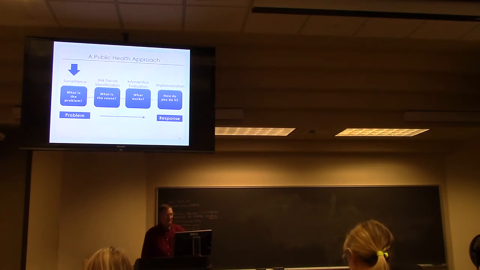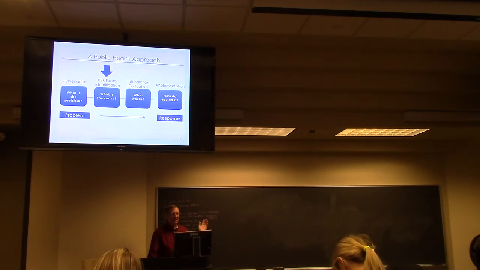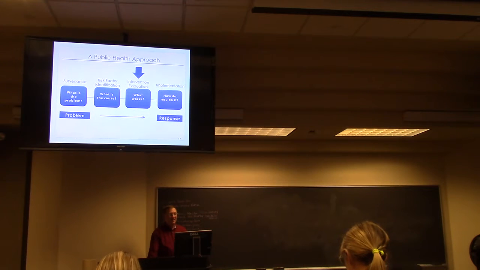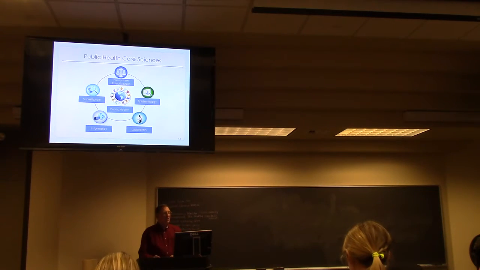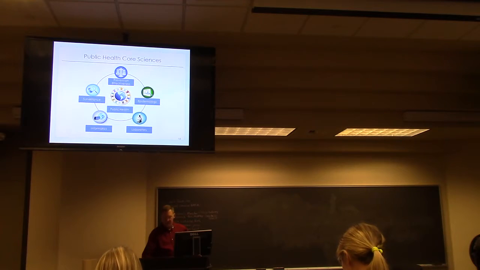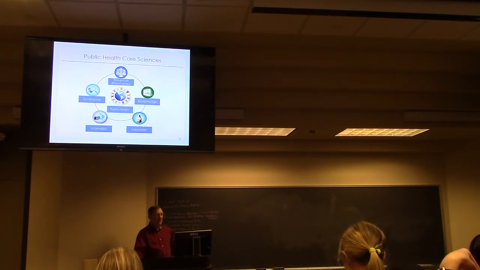Okay, so we've done the surveillance, risk factor identification, intervention, then implementation. What are the public health core sciences? Okay, there are quite a few. There are 5 that are listed here. See, public health at the center, but 1, 2, 3, 4, 5 work together.